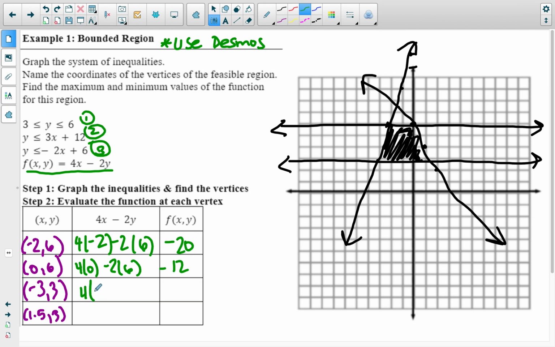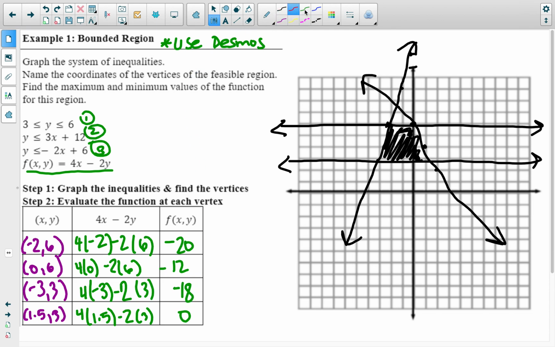Next vertex, 4 times negative 3 minus 2 times 3. When we plug that into a calculator, we're going to get negative 18. And then finally, 4 times 1.5 minus 2 times 3. When we plug that into a calculator, we're going to get 0.